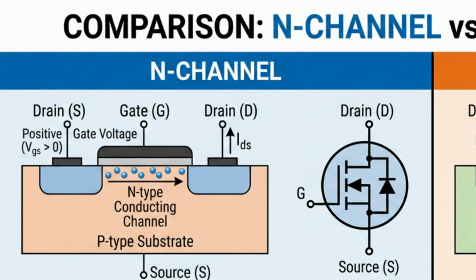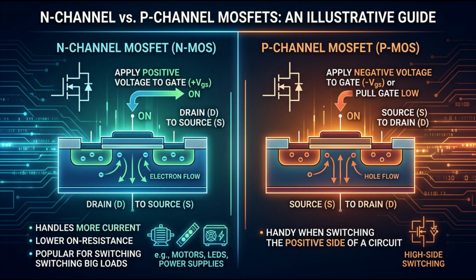Now let us look at N-channel versus P-channel. In an N-channel MOSFET, applying a positive voltage to the gate relative to the source turns it on, allowing current to flow from drain to source. In a P-channel MOSFET, you apply a negative voltage to the gate relative to the source, or pull the gate low, to turn it on, letting current flow from source to drain.